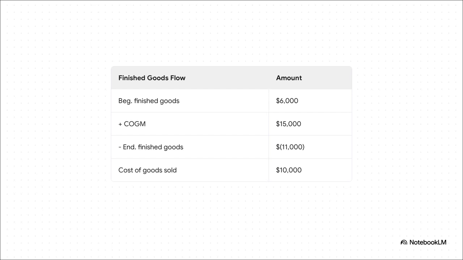Finally, we feed that $15,000 COGM right into our finished goods calculation. Say we start with a beginning finished goods inventory of $6,000. We add our $15,000 cost of goods manufactured, then we subtract our ending finished goods inventory of $11,000. And there it is. That leaves us with exactly $10,000 for our cost of goods sold. See how beautifully one calculation feeds perfectly into the next.